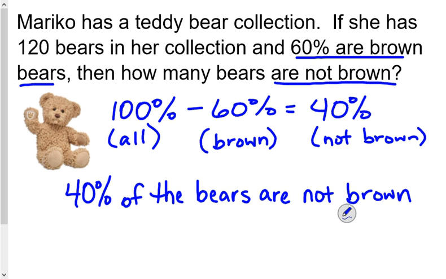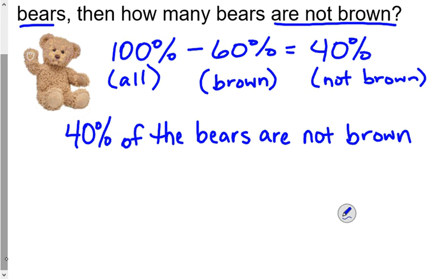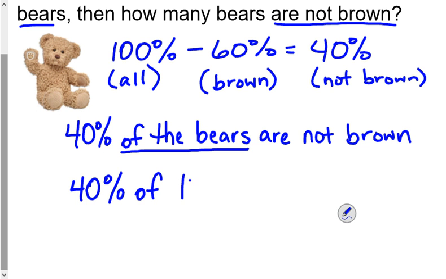So what do I know? I know that there are 120 bears. So I know this piece. I can replace it. So 40% of the 120 bears is what I'm looking for, though they are not brown. So if I figure out 40% of 120, I will know how many are not brown.